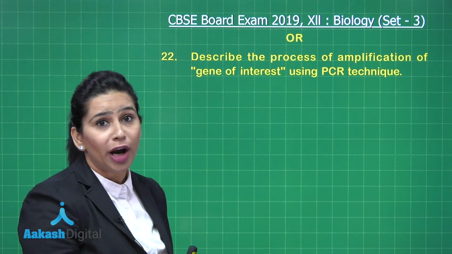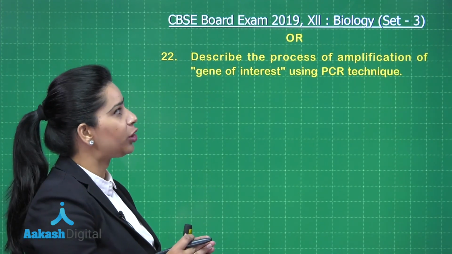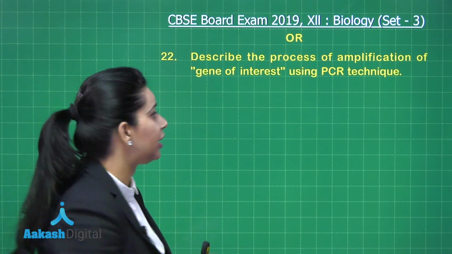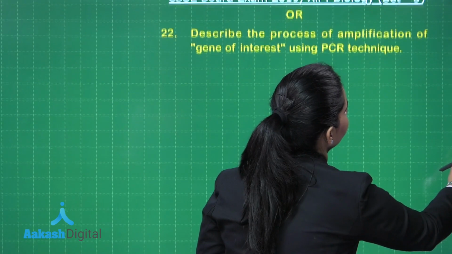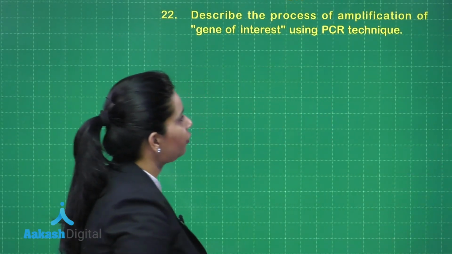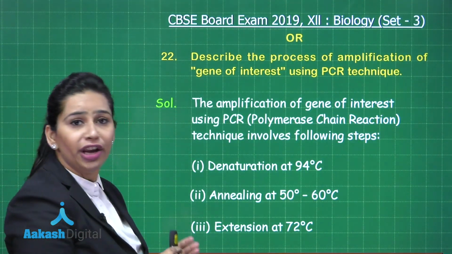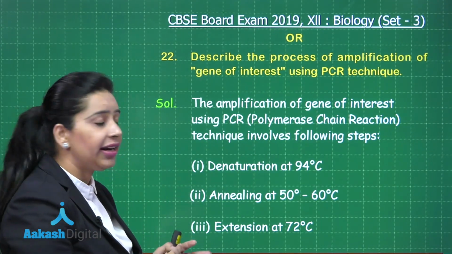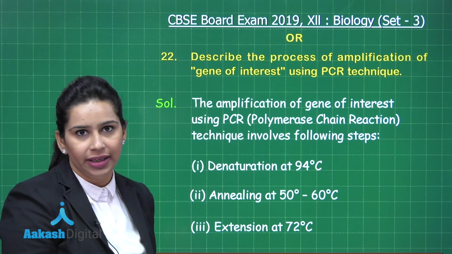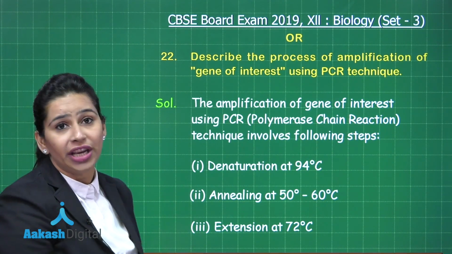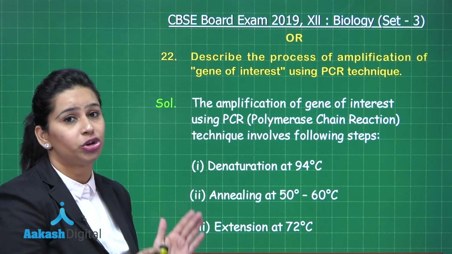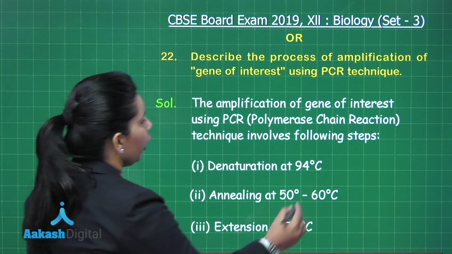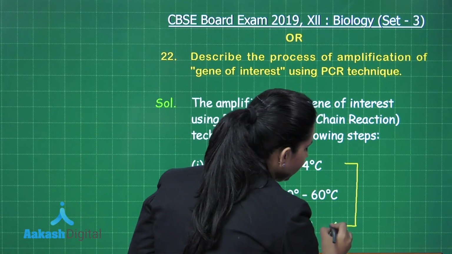So here is the next part of this question. Describe the process of amplification of gene of interest using PCR technique. So the amplification of gene of interest using PCR involves 3 steps actually. First, denaturation at 94 degrees Celsius, second, annealing at 50 to 60 degrees Celsius, and third, extension, or you can say polymerization, at 72 degrees Celsius. So out of 3, you will get 1 mark to explain these 3 steps.